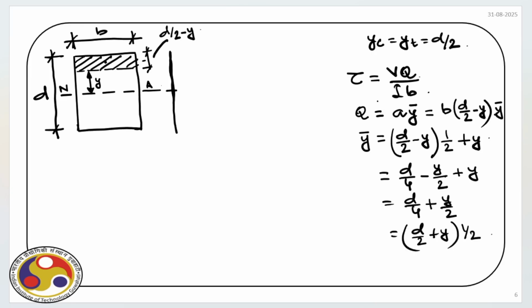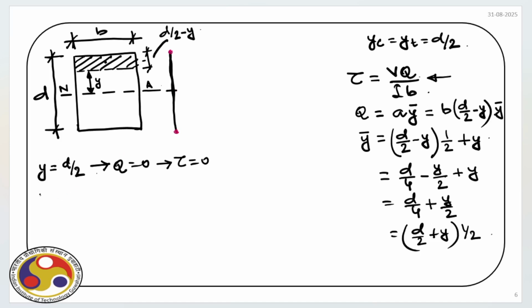Okay. So now let us consider y equal to d by 2. Then what happens? Obviously, Q is equal to 0, and Q equal to 0 means if you use this expression, tau is also 0. That means if we start at the extreme point here, shear stress is 0, right?